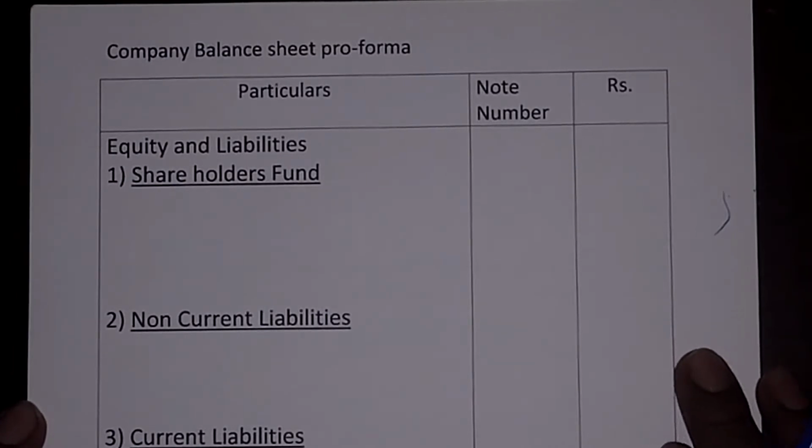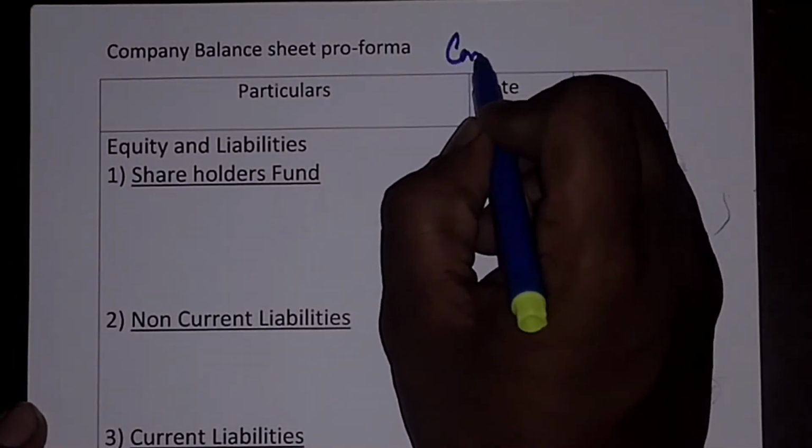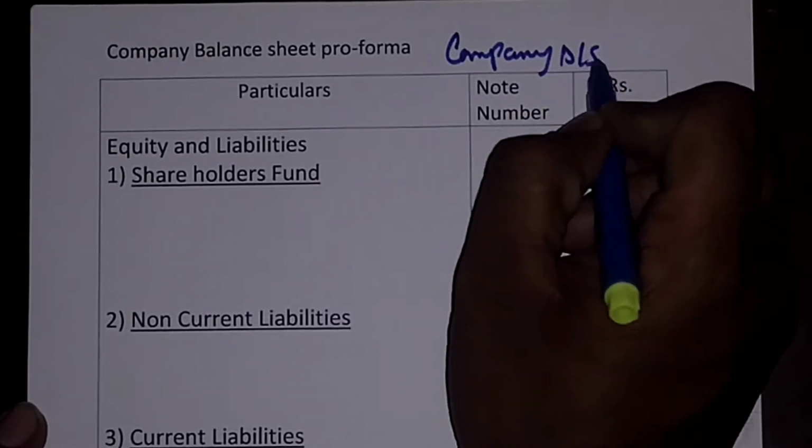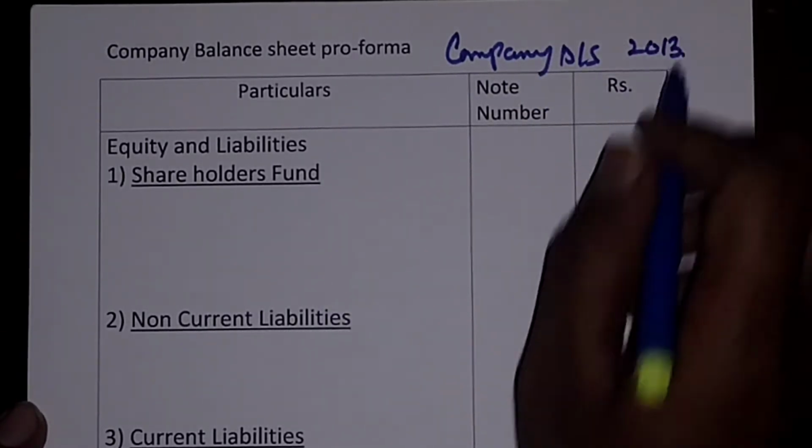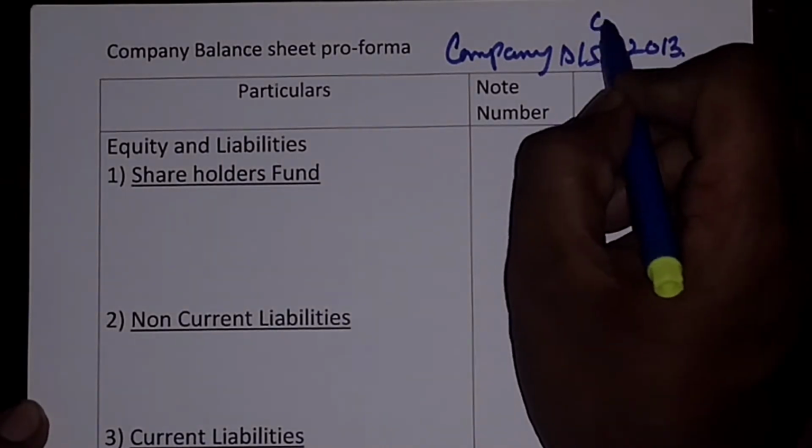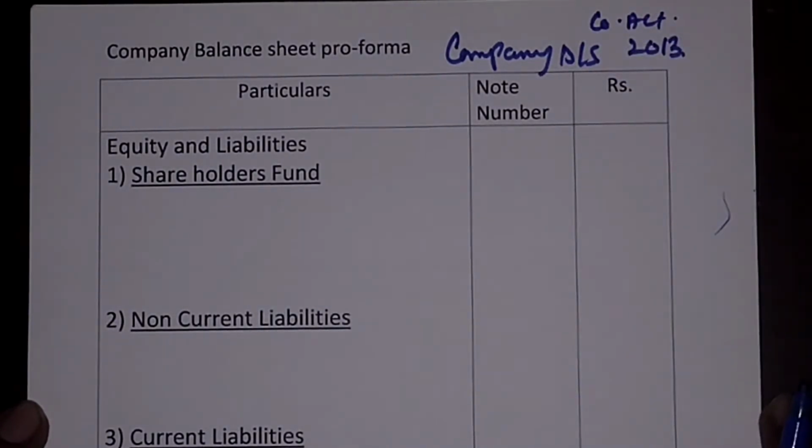Now, the most important topic which I am covering is the company balance sheet, as per the Companies Act of 2013, Schedule 3. This is a common topic for second year PUC, second year BCom Corporate Accounting, 5th semester IFRS, BBA, and even CA, CMA, CS, and other higher courses.